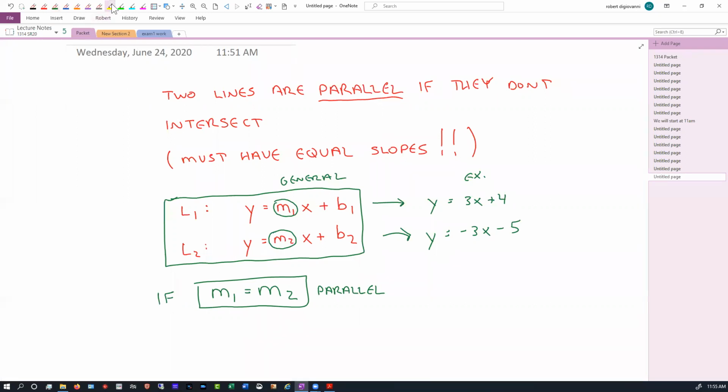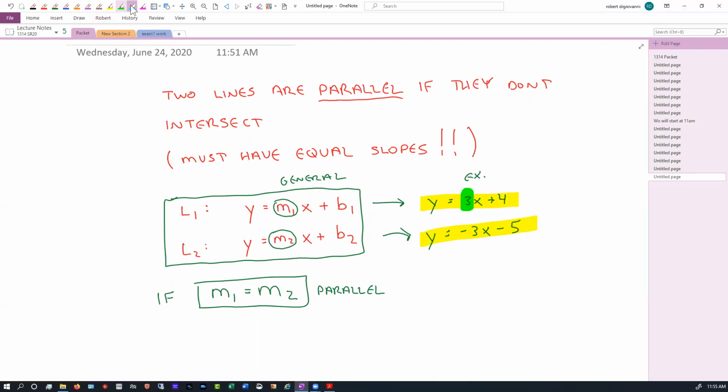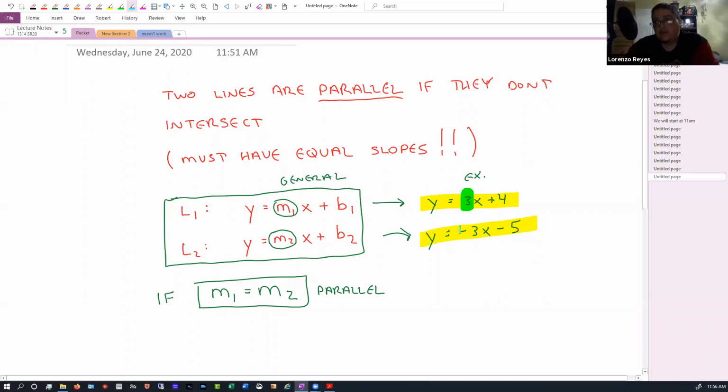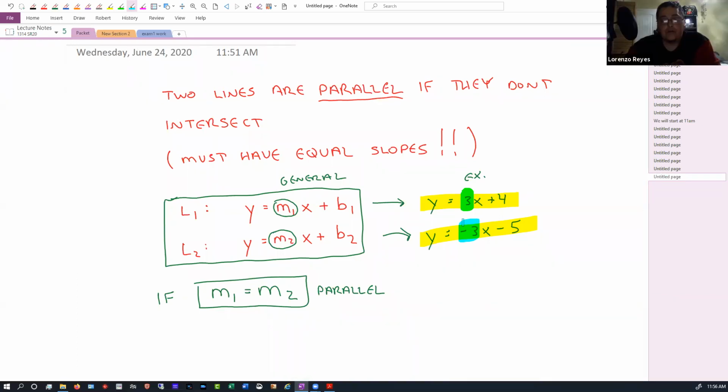So look at the specific example I gave you. Do you agree that in both of these equations we are in slope-intercept form? We've solved for y, right? So the slope of the first line is 3. What's the slope of the second line? It's -3. Are those the same? No, they're not. So are those two lines parallel? No, they're not. They would either both have to be 3 or they would both have to be -3. That's what it takes for two lines to be parallel.